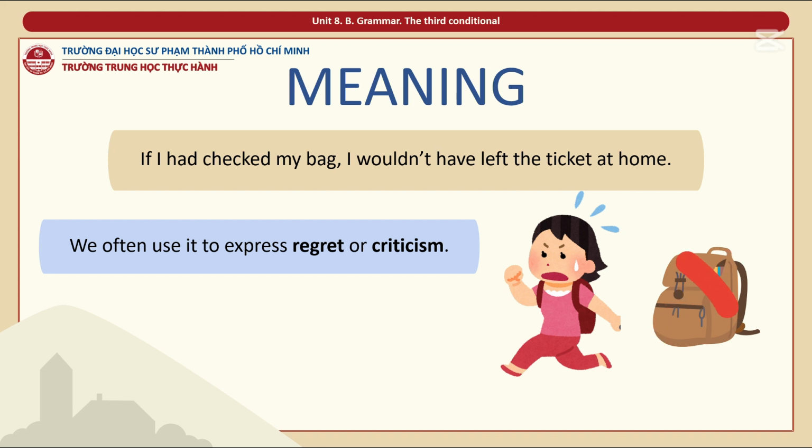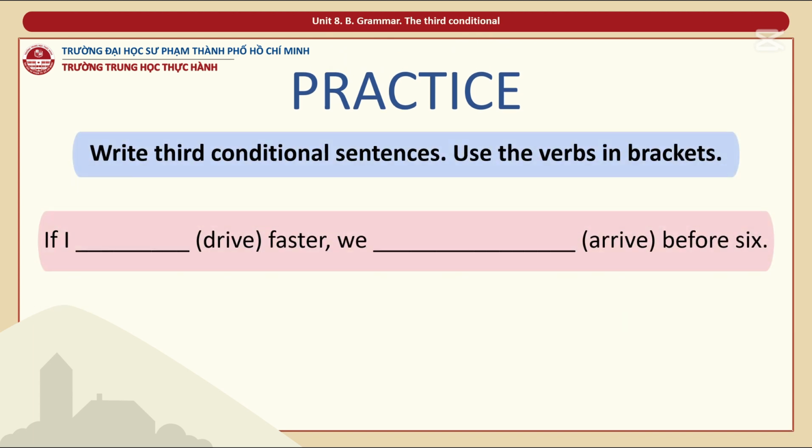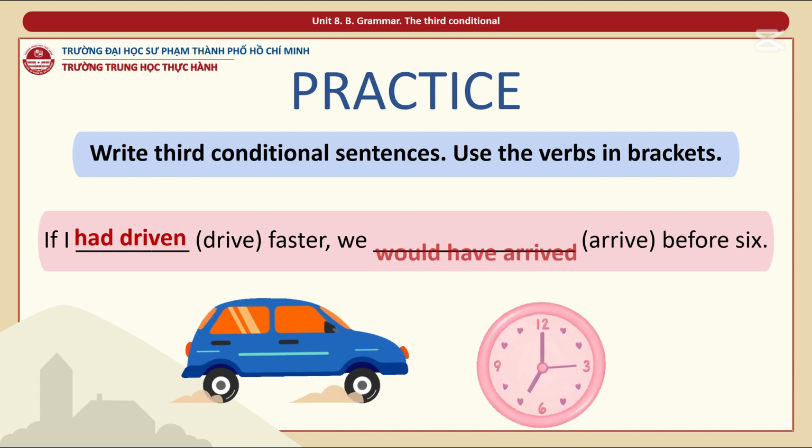Alright, it's time for us to put everything into practice. So here, I have a question. If I drive faster, we arrive before 6. Now, try to remember the form and fill in the blanks for me. Amazing! The answer should be, if I had driven faster, we would have arrived before 6.